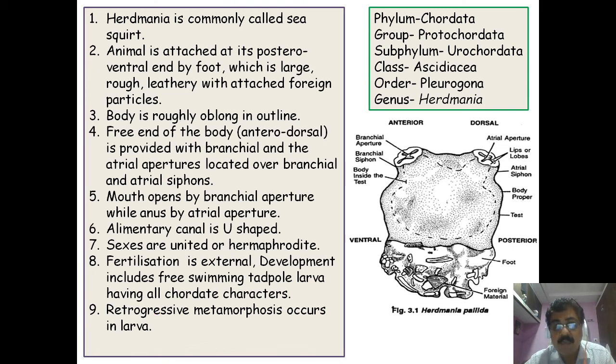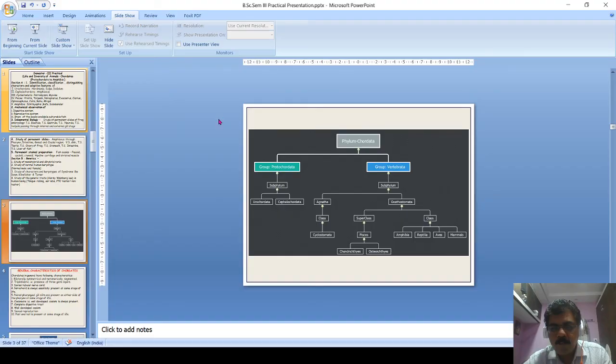So students, you have to write down this classification on the blank page at the right corner. Then you have to draw this diagram, label it carefully, and write down all the characteristic features of this Herdmania on the lining page, which is the writing page.